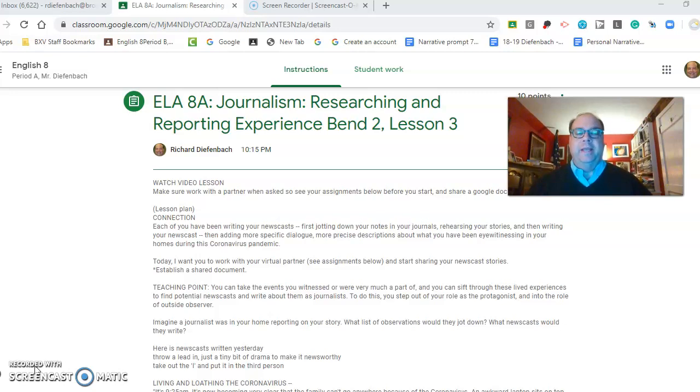Now you're writing again in a different voice, so you're going to be third person rather than first person. So to do this, you step out of your role as the protagonist or the main person that was focused on in that story, and you are going to take on the role of an outside observer. That's how you get into the third person. So now imagine yourself as a journalist in your home reporting on your story. What list of observations would you jot down as a journalist? What different changes would you make to the copy? How would you write the newscasts?